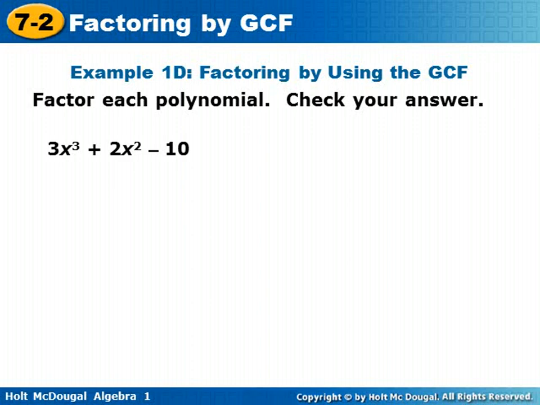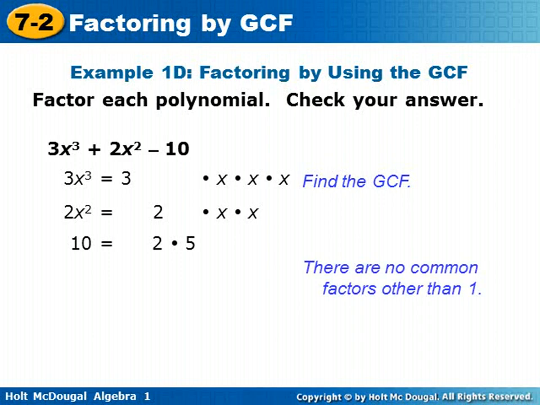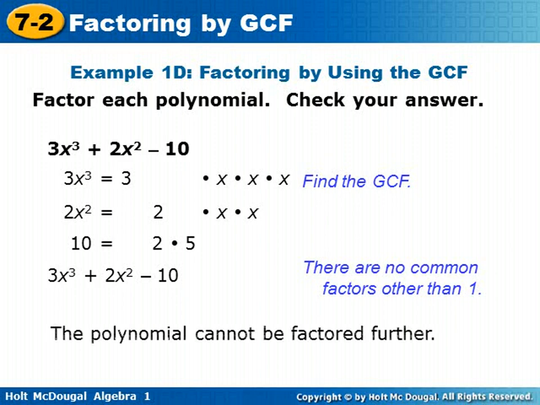To factor the polynomial 3x to the third plus 2x squared minus 10, we need to find the greatest common factor of all three terms. 3x to the third is 3 times x times x times x. 2x squared is 2 times x times x. And 10 is 2 times 5. There are no common factors other than 1. So 3x to the third plus 2x squared minus 10 can't be factored any further.